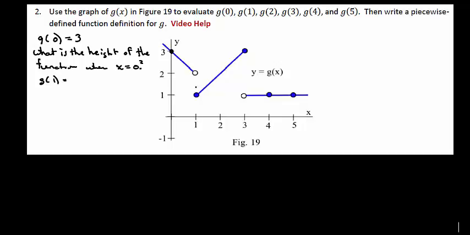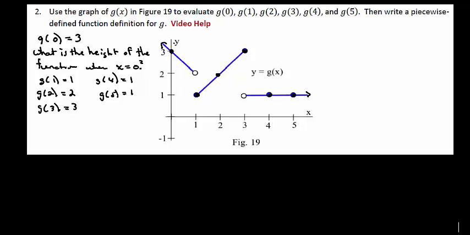So at 1, what is the height? Remember, there's two guys here, so which one do you pick? You pick the closed one. So the height here is at 1. G of 2, we go over to 2, we go up. Looks like that guy's at a height of 2. G of 3, don't use this one, use this one. Looks like we're at a height of 3. G of 4, we're at a height of 1. And g of 5, we're also at a height of 1.